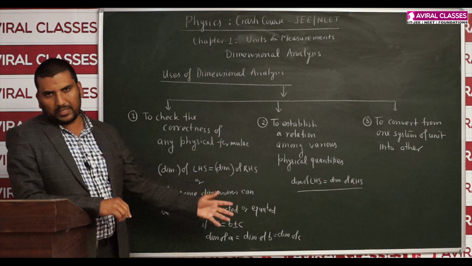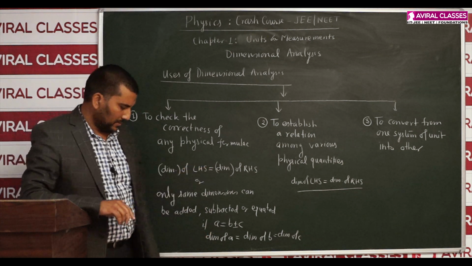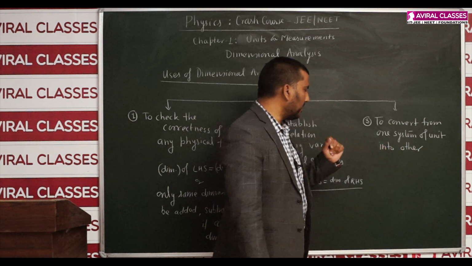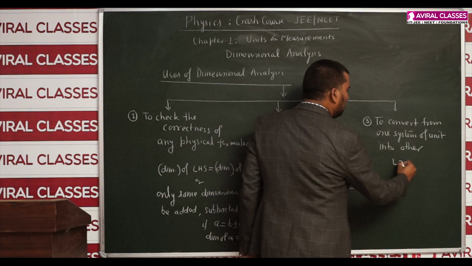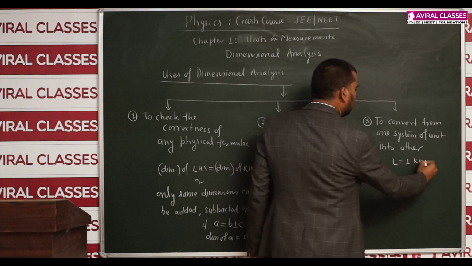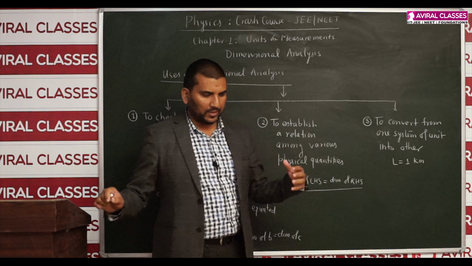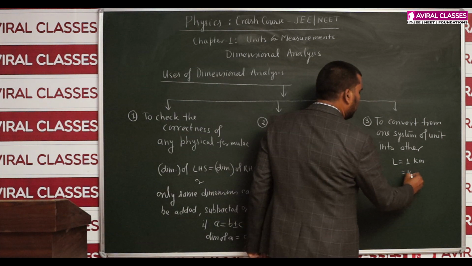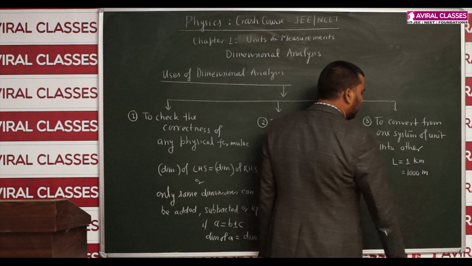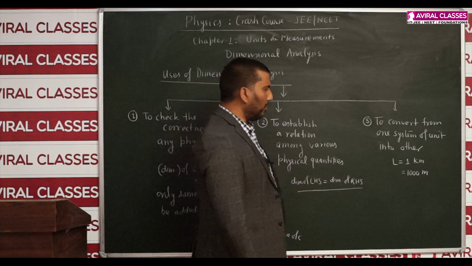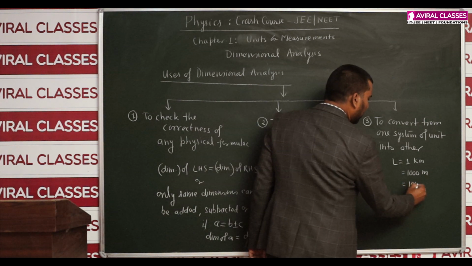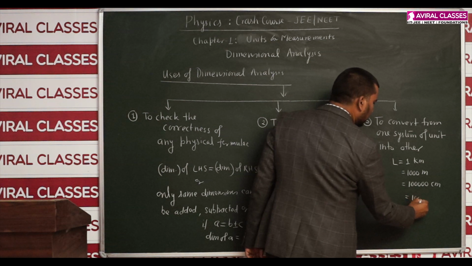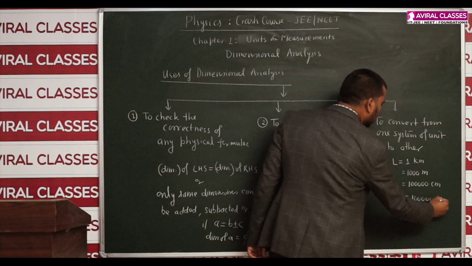I'll explain again with each and every clarity after that. How to convert from one system of unit into another. For example, let me write length is 1 kilometer. If the length of a body of any measurement is 1 kilometer, then I may write it as 1000 meter also. I may also write it as 1 lakh centimeter. I may also write it as 10 lakh millimeter.